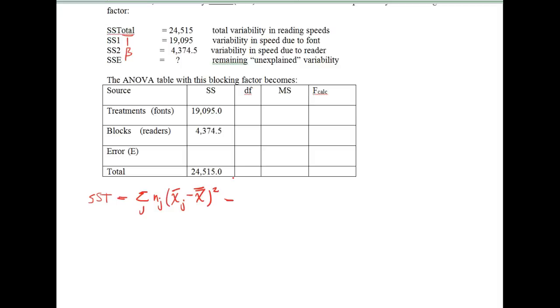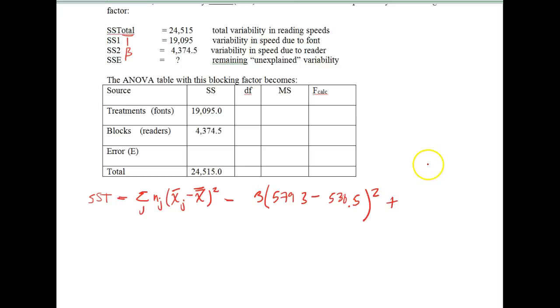So we're looking at, in treatment courier, we have 3 data points. So we get 3 times the mean of treatment courier, which is going to be 579.3 minus the overall mean, so x bar bar. And it looks like, for whatever reason, on the worksheet they use a different notation, but that's the same as x bar bar. Okay, so that's 530.5 squared.